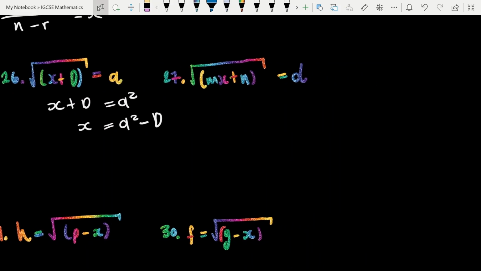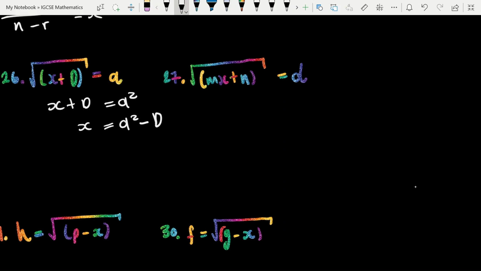Number 27, again, I see my subject x is under a square root sign. Is the square root sign the only thing there on the left? Yes, there's no other number. If there was a number outside, we would first have to take it to the other side so that the square root remains alone. Because square root is like a fraction. It must be alone before you break it.